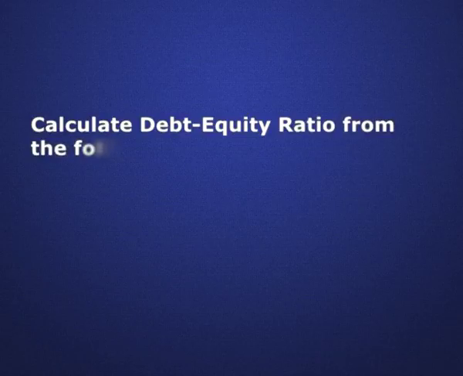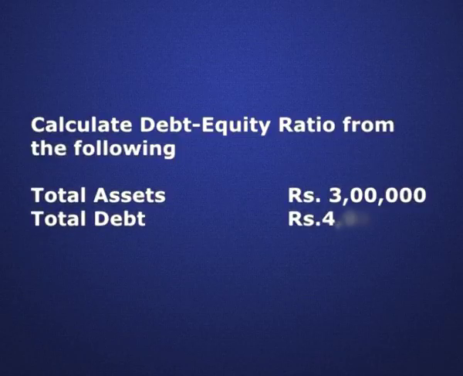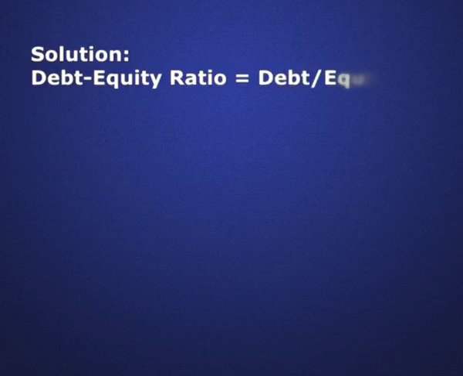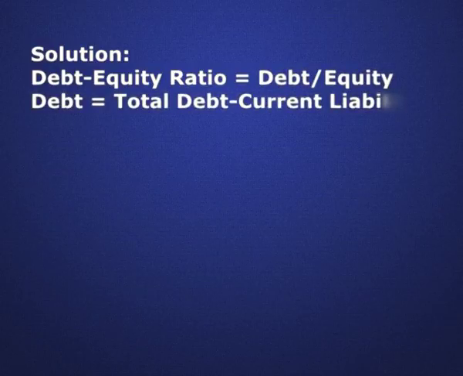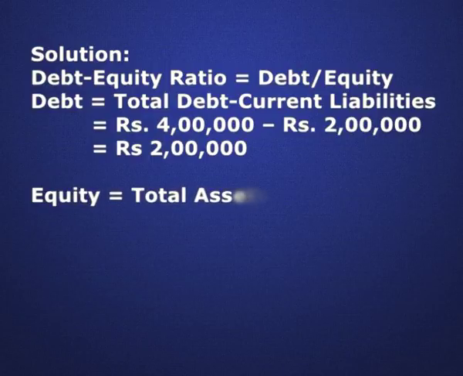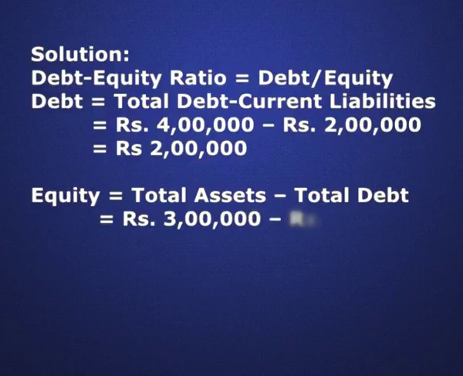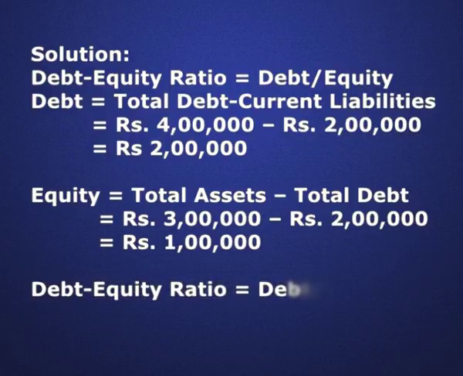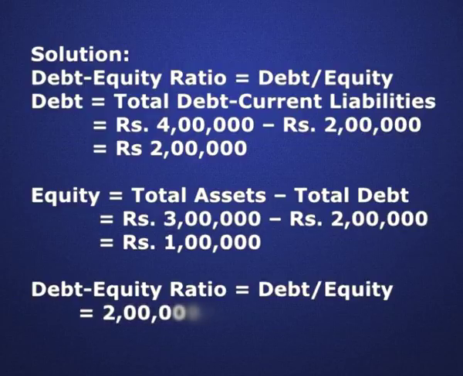Calculate debt-equity ratio from the following: total assets rupees 3 lakhs, total debt rupees 4 lakhs, current liabilities rupees 2 lakhs. Solution: debt-equity ratio is equal to debt divided by equity. Debt is equal to total debt minus current liabilities, which is rupees 4 lakhs minus rupees 2 lakhs, equal to rupees 2 lakhs. Equity is equal to total assets minus total debt, which is rupees 3 lakhs minus rupees 2 lakhs, equal to rupees 1 lakh. Debt-equity ratio is equal to debt divided by equity, which is 2 lakhs divided by 1 lakh, equal to 2:1.